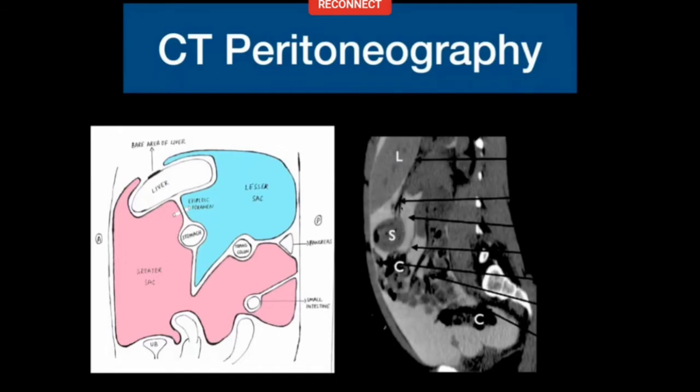So when you put in contrast or you do a CT peritoneography, between the liver and the stomach, remember what it was? The lesser omentum. From the colon back to the pancreas, remember what it was? It was the transverse mesocolon. From the posterior abdominal wall to the small bowel, it was the small bowel mesentery. And then you have the sigmoid mesocolon, which we are not going to go into too much.